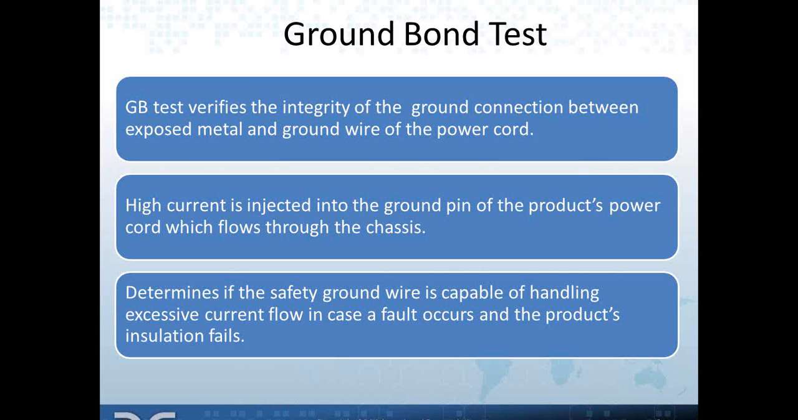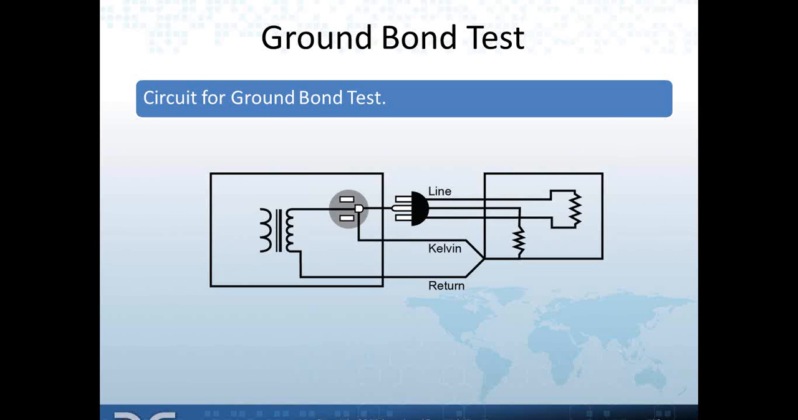High current is injected into the ground pin of the product's power cord, which flows through the chassis of the product, and the tester determines if the safety ground wire is capable of handling excessive current flow in case a fault occurs and the product's insulation fails.